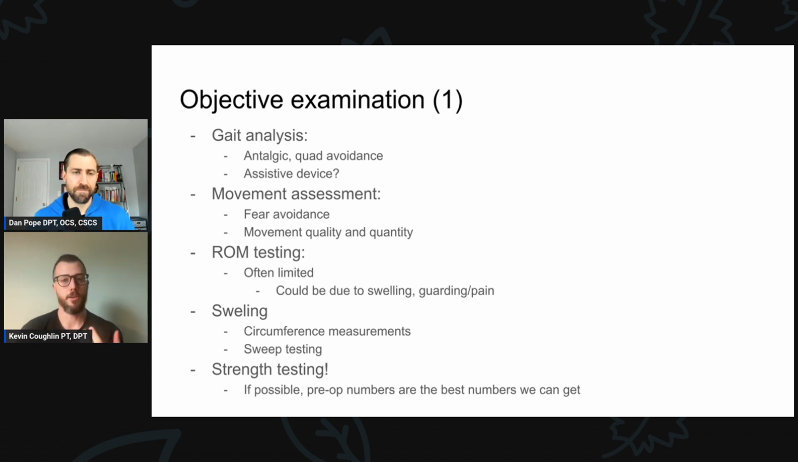That's good information that we want to get because it's something we can track over time. We know they're probably going to lose strength. They're going to lose muscle mass, and it's good to quantify that.